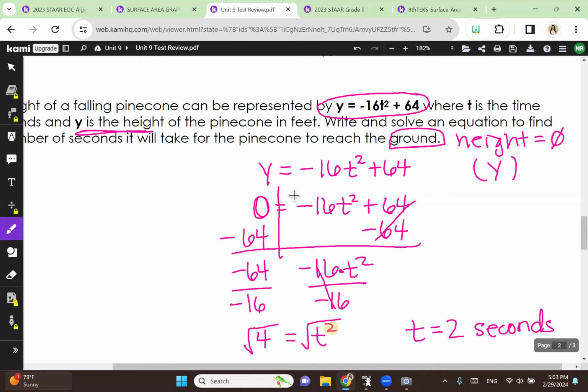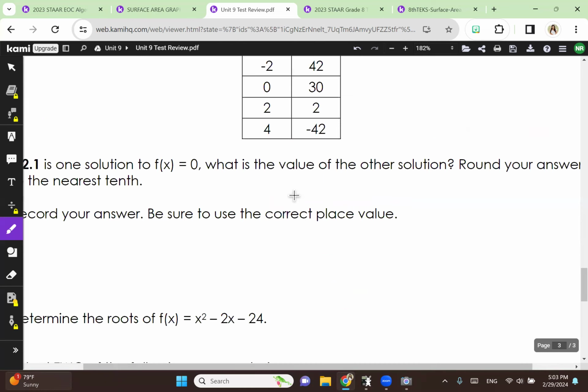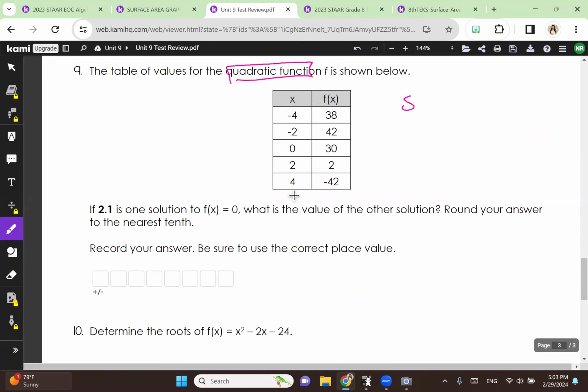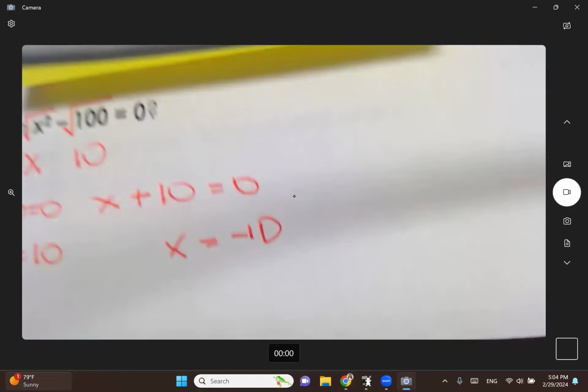Okay, almost done. Number 9. Table shows a quadratic function. Anytime you have a table, automatically you want to put your points into stat edit. Now this is quadratic, so don't forget you use option 5 for quad. Hopefully I already have my points in. Let me see. I'm praying. They are. Cool. That way I don't have to type all that in.